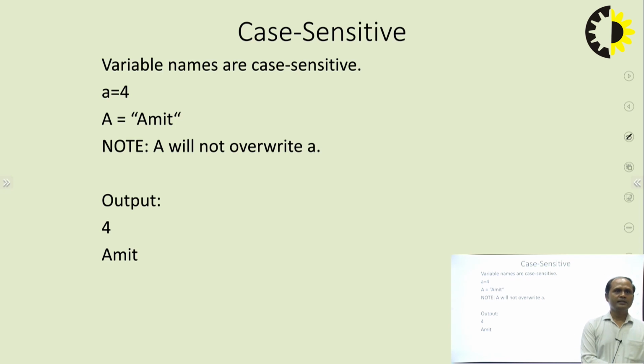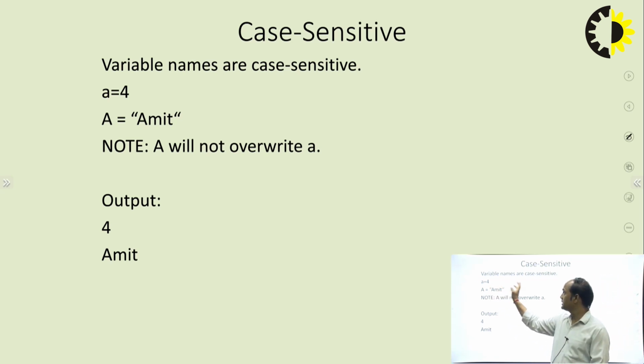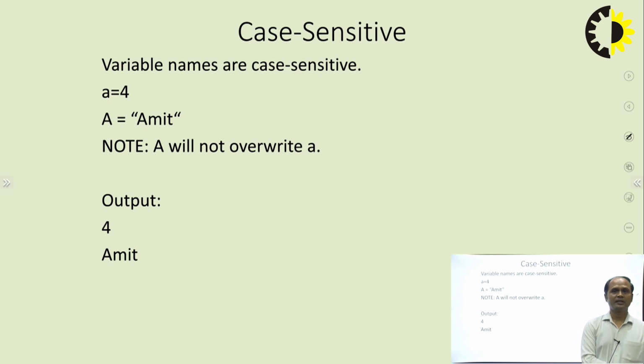Python is a case sensitive language also, because variable names are case sensitive. When a is equal to 4 and capital A is equal to something else, A will not overwrite a, because a is a different variable and capital A is also a different variable, because this is a case sensitive language.